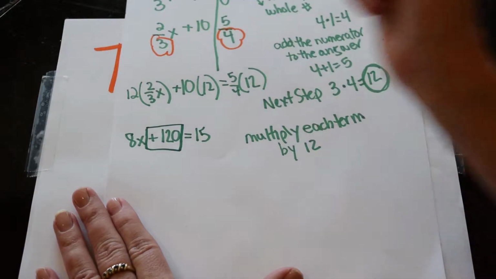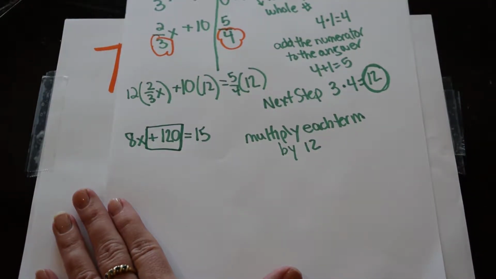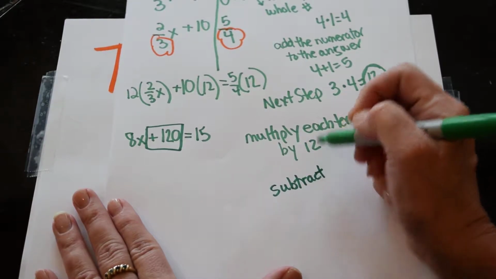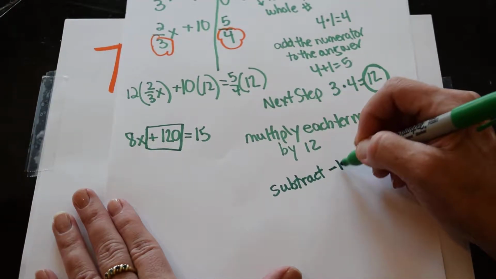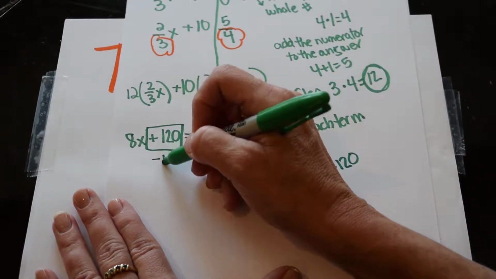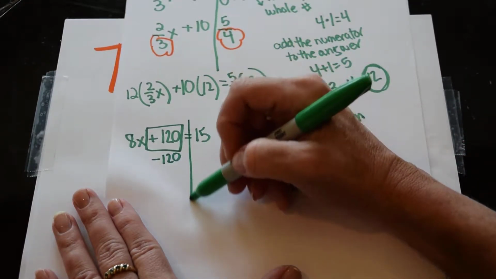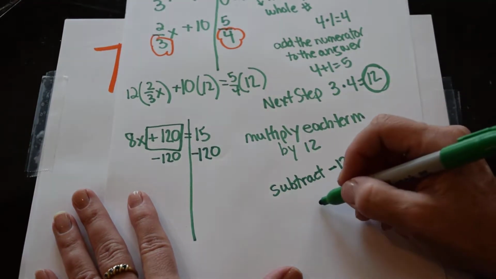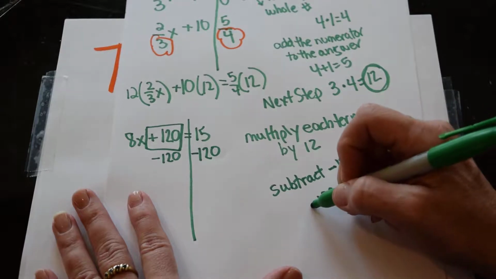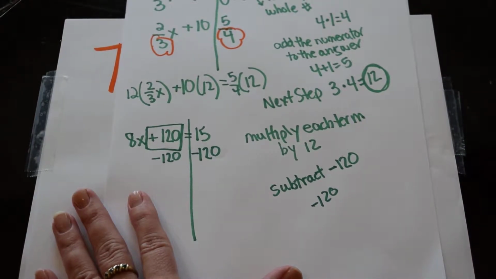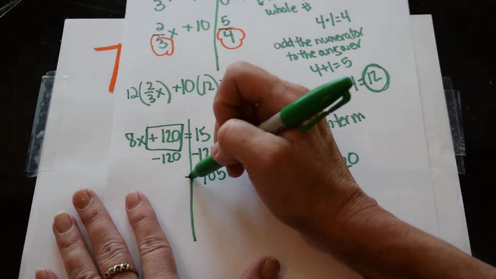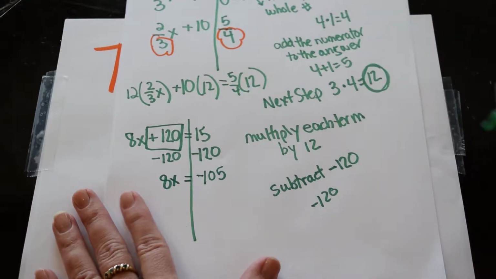I'm going to take that number that is all by itself, the one without the variable. And in this case, it's a plus 120. So to do it, we're going to subtract 120. And remember, it's a plus or a minus. Don't get caught up in positives and negatives for this part. So when I do that, I'm going to take negative 120 and 15, and I will get a negative 105 for that.